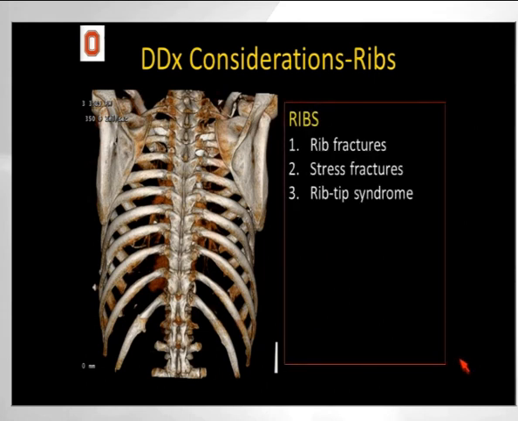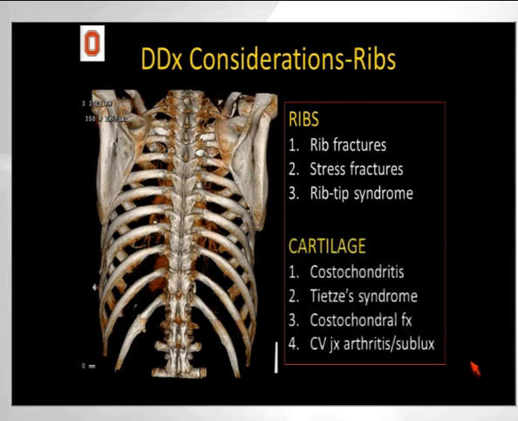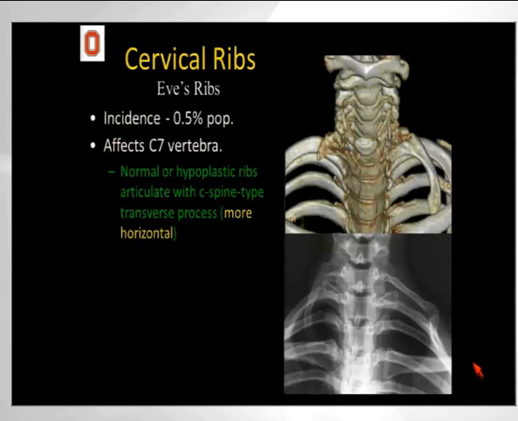So when we think about potential causes of pain arising from the rib cage, of course we think about rib fractures, stress fractures, and rib tip syndrome, but also the cartilaginous tissues may be sources of pain, and we'll go over these conditions. Now in the chest, there are a number of normal variations, and many of these are benign, but some of them can cause symptoms.